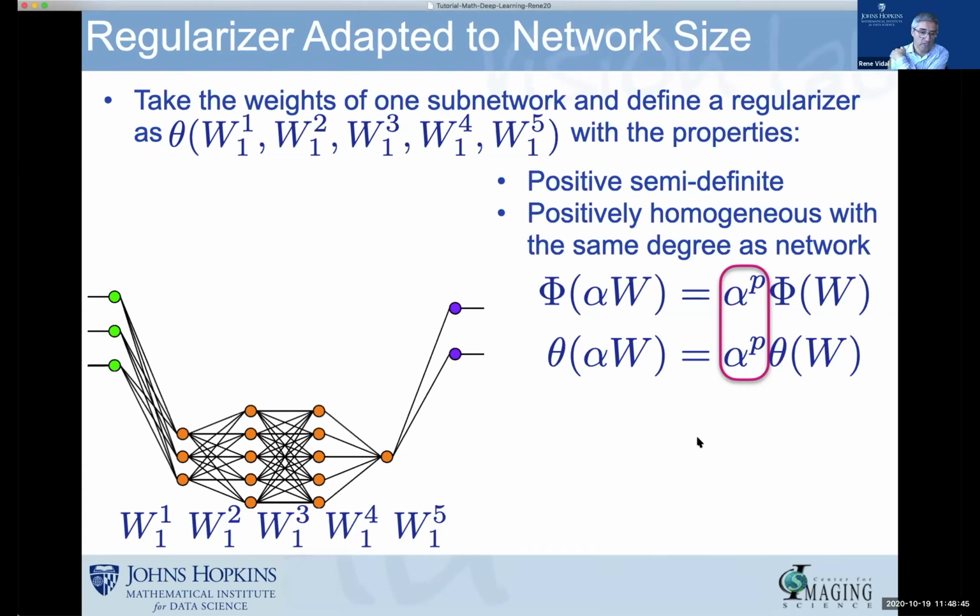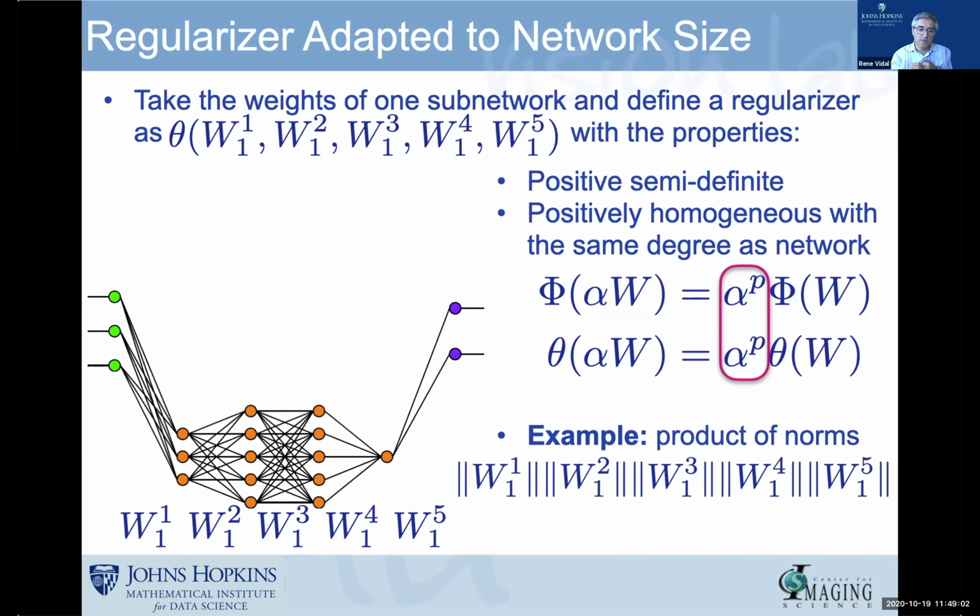And so the question is, how do we do that for a network like the one shown here that has 5 weight layers? And so we should build one that is of degree 5. So one possibility is just raise everything to the 5th power and then add them up. But here's another possibility. You can simply take products across layers. And so this is some norm for the weights in the first layer times a norm for the weights in the second layer, and so on and so forth up to the 5th layer. And therefore, by construction, this regularizer on this subnetwork will be homogeneous of degree 5.